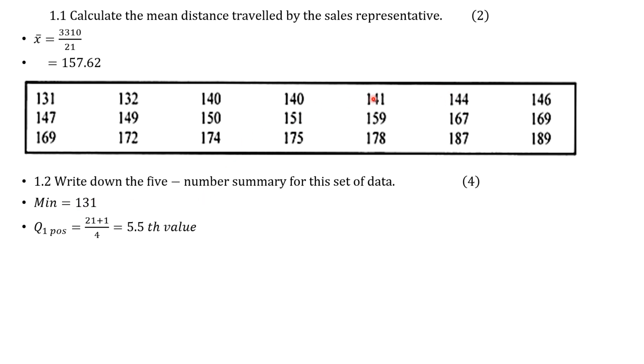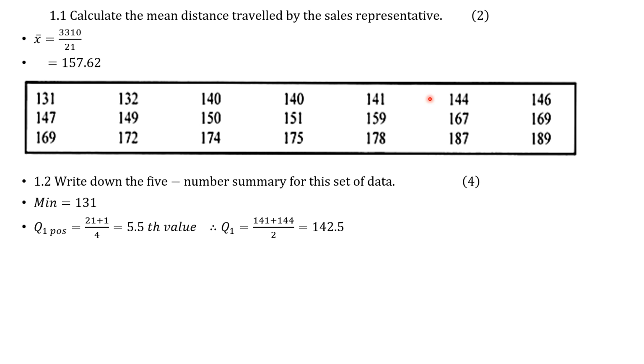So to get quartile 1, I'm going to say 141 plus 144 divided by 2. Right? And that gives me 142,5. So quartile 1 is in between these two values, 142,5. Quartile 2 is my median.